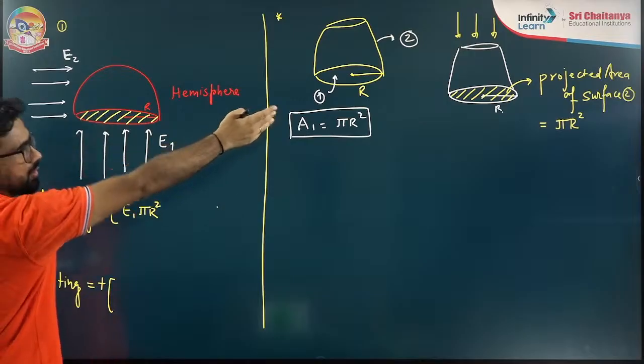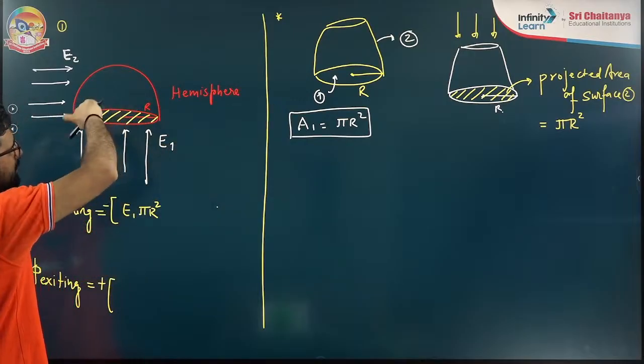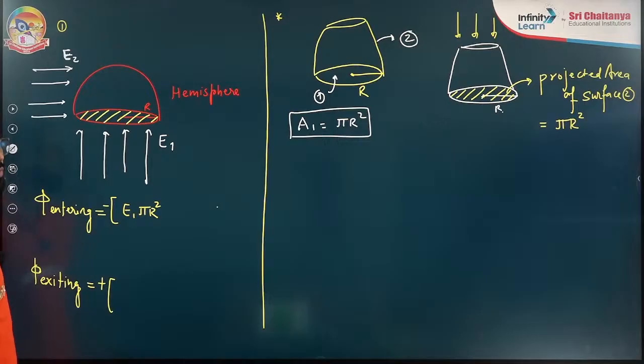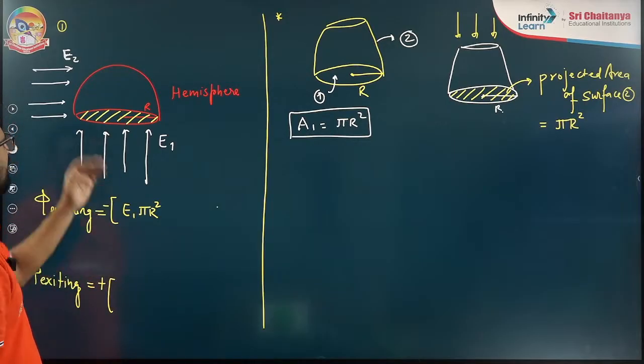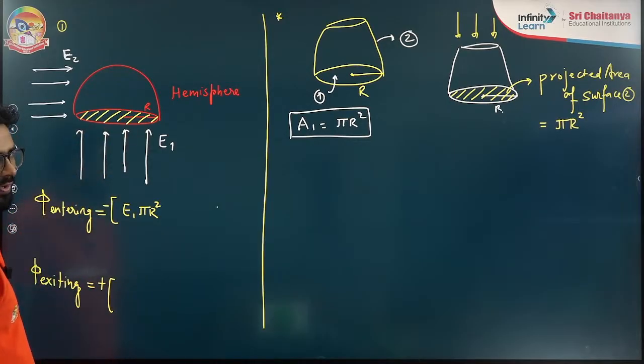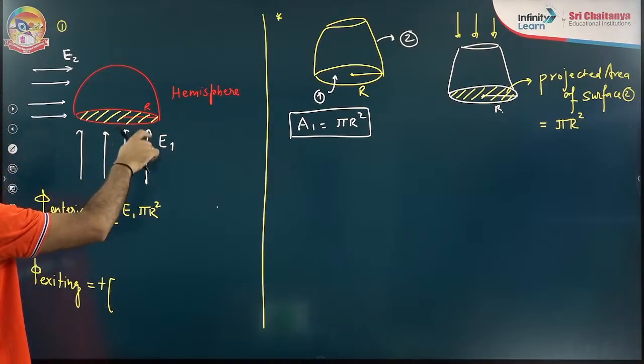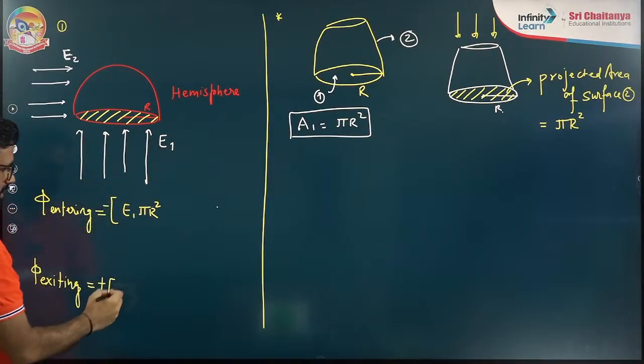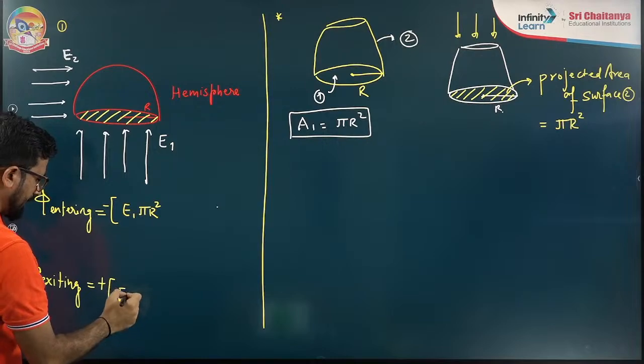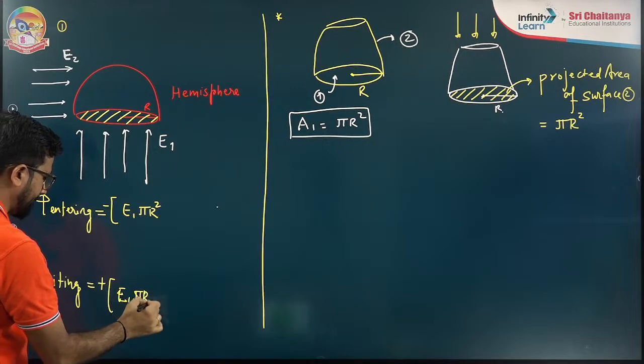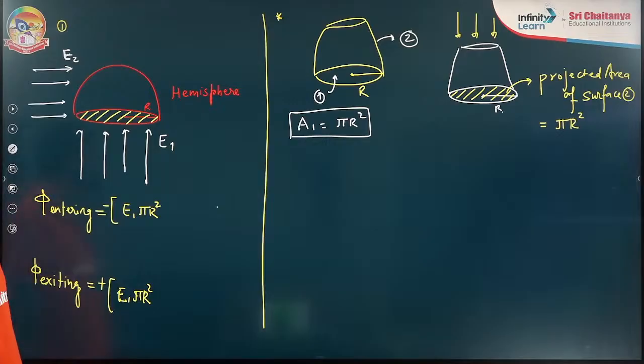Just now I told you this is a curved surface. For this curved surface also, what is the projected area? Again the same projected area, pi r square. So you can say it's pi r square into E1. Again that is the same flux exiting. This is the projected area of this curved surface, and the curved surface multiplied by projected area, that is pi r square, is the answer for flux exiting. This is due to E1 that we have written.